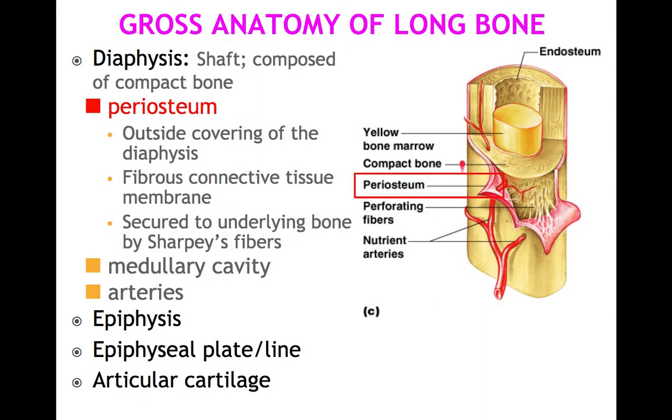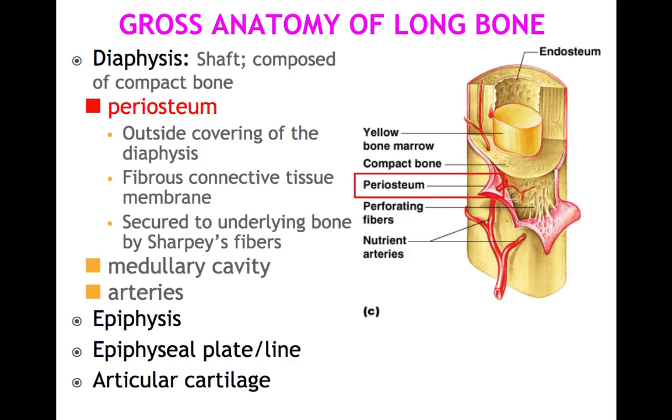So if we zoom in, here you can see the periosteum is this fibrous connective tissue that covers the outside of the diaphysis and protects it. And it's secured to the underlying bone with these fibers that are called perforating fibers. They're also called Sharpey's fibers.